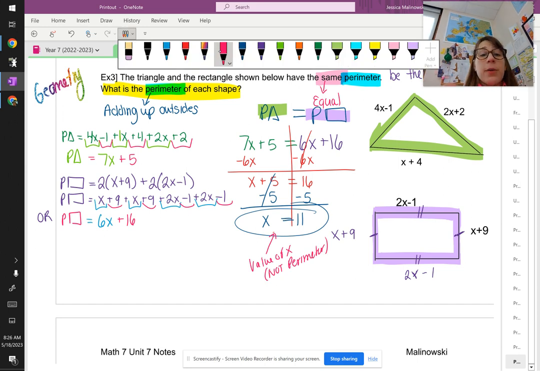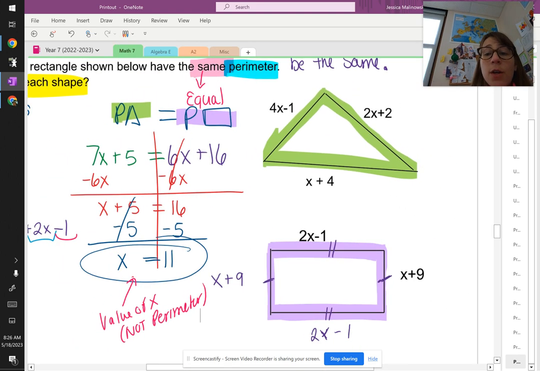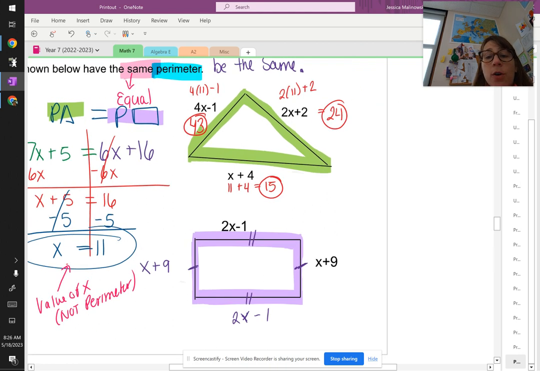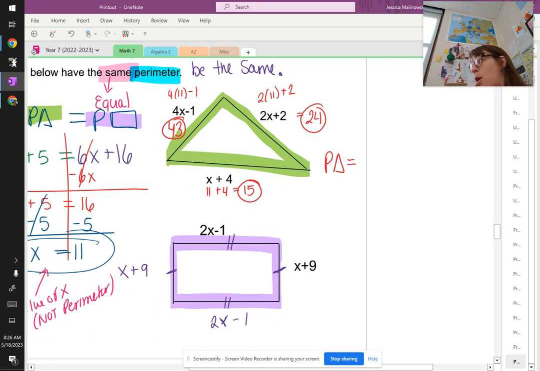So to go back, we have to take that value of x, plug it in to all of our sides here. So 4 times 11 minus 1, that's 44 minus 1 is 43. 11 plus 4 is 15. 11 times 2 is 22, plus 2 is 24. So the perimeter of my triangle is equal to 43 plus 24 plus 15, which is 82.